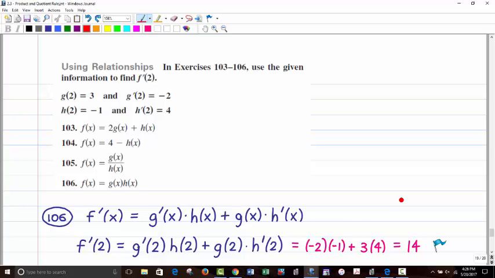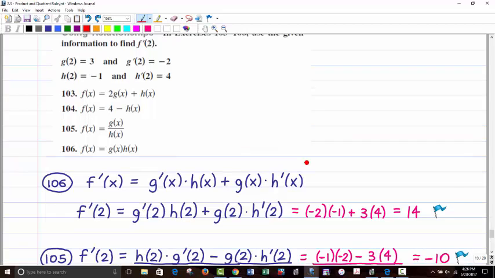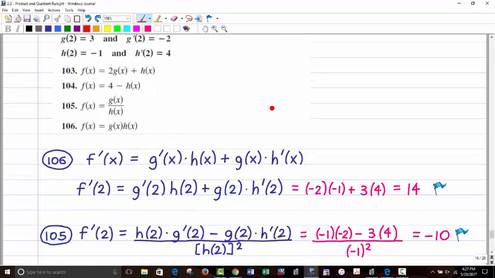It's giving you some information. G of 2 equals 3. G prime of 2 is negative 2. H of 2 equals negative 1. And H prime of 2 equals 4. And there are 4 different problems. I chose 106 and 105, product and quotient rule.